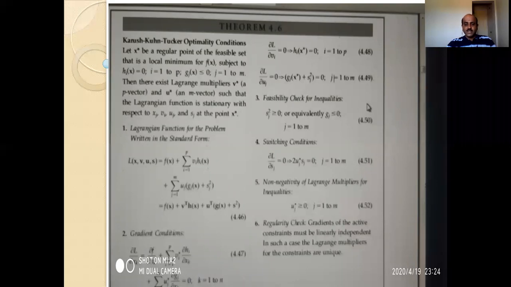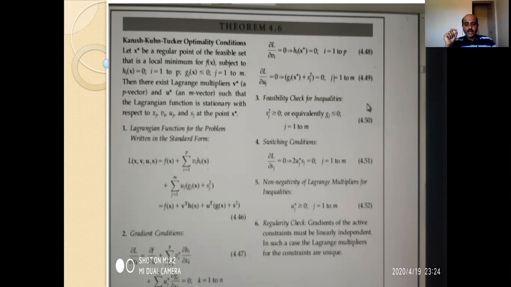So please remember these things, because please practice these things. Not remembering, you need to practice it. You have to write down the number of times. So how we can write the standard Lagrangian function form, and how we can convert that into gradient conditions. And what should be the feasibility check for the inequalities, and how non-negativity of the Lagrange multiplier for the inequalities can be checked. This is very, very important.